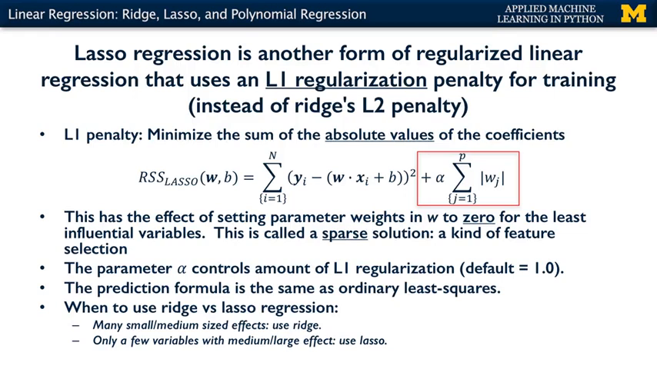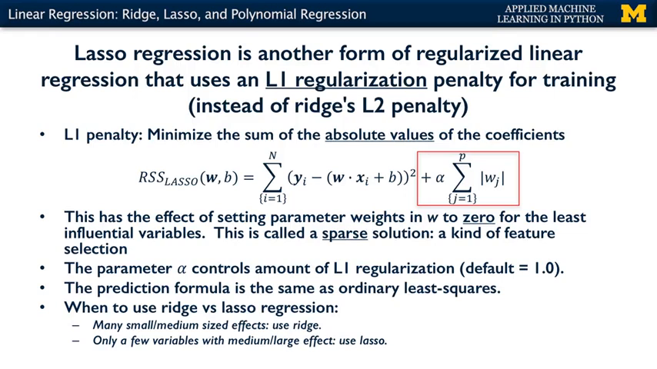Like ridge regression, the amount of regularization for the lasso regression is controlled by the parameter alpha, which by default is 1.0. Also like ridge regression, the purpose of using lasso regression is to estimate the W and B model coefficients. Once that's done, the prediction model formula is the same as for ordinary least squares. You just use the linear model.